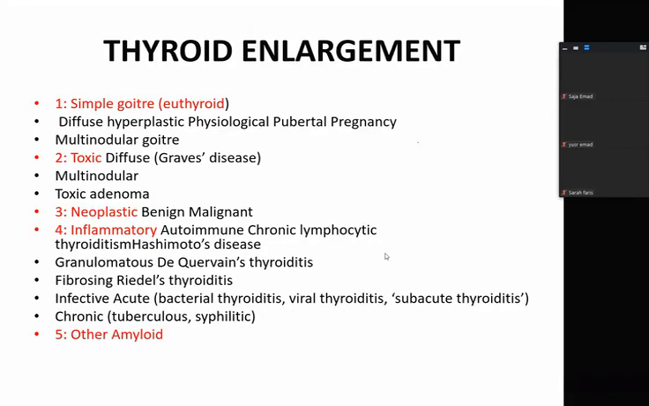Now, thyroid enlargement. There are 4 categories, sorry. It's hypothyroidism, thyroid enlargement, hyperthyroidism, and malignancy. We will talk about each one of them. Okay? Thyroid enlargement causes either simple goiter, euthyroid goiter, diffuse hyperplastic physiological pubertal pregnancy, females usually have a small goiter, or multinodular goiter, toxic diffuse Graves' disease, multinodular toxic or toxic adenoma. Neoplastic thyroid enlargement could be benign or malignant.